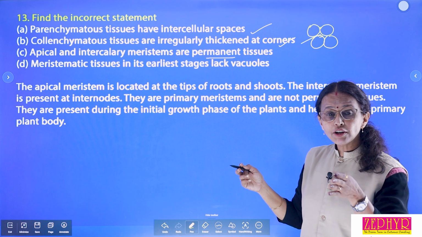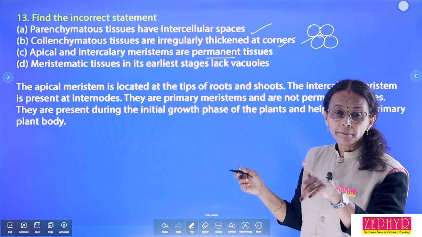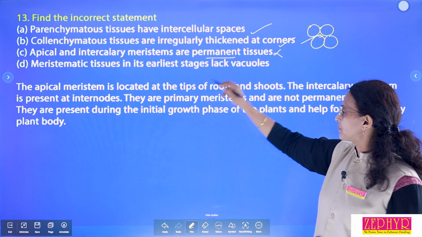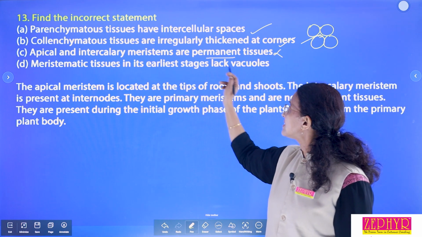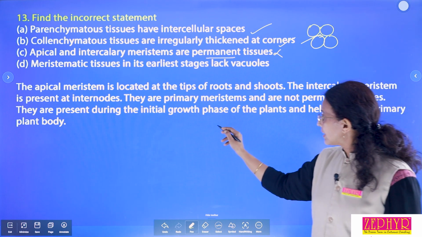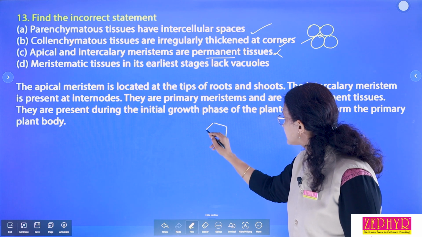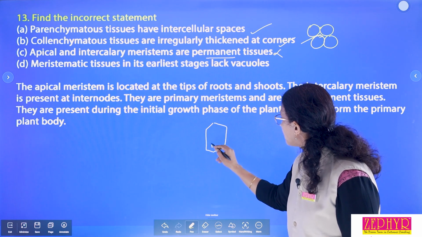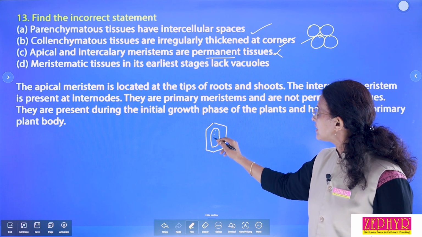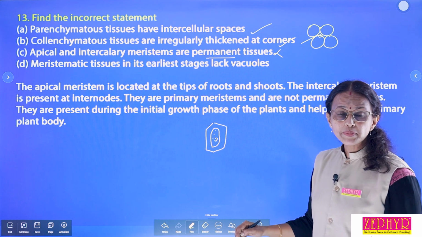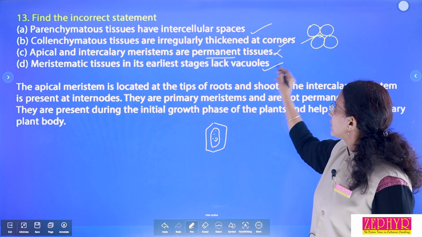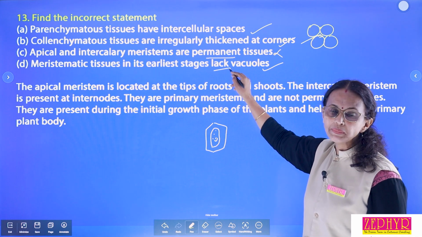Permanent tissues are derived from meristems by differentiation. So, this is the wrong statement. Meristematic tissue in its earliest stages lacks vacuole. What is vacuole? You know that in the plant cell, 95% of the cell is covered by vacuole. The secondary metabolites and waste materials are present inside the vacuole. Meristematic cell does not have vacuole. So this is also correct. Lack means no.